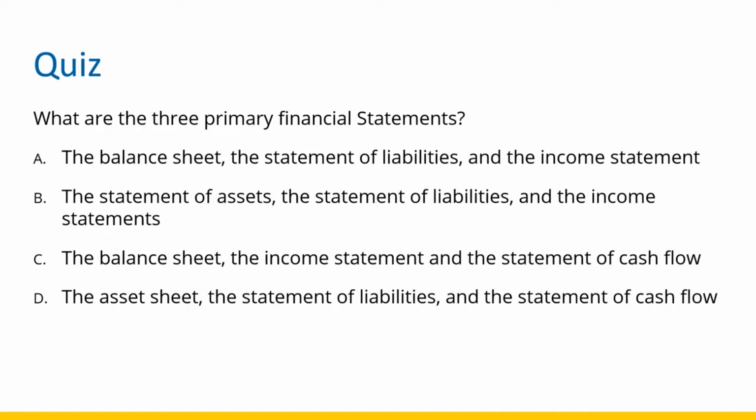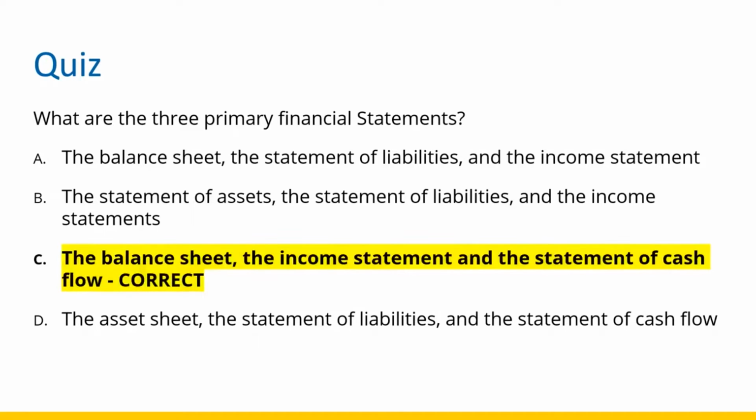As a quick quiz, what are the 3 primary financial statements? Is it A, the balance sheet, the statement of liabilities, and the income statement? B, the statement of assets, the statement of liabilities, and the income statement? C, the balance sheet, the income statement, and statement of cash flow? Or D, the asset sheet, the statement of liabilities, and the statement of cash flow? If you guessed C, the balance sheet, the income statement, and the statement of cash flow, congratulations, you are correct.